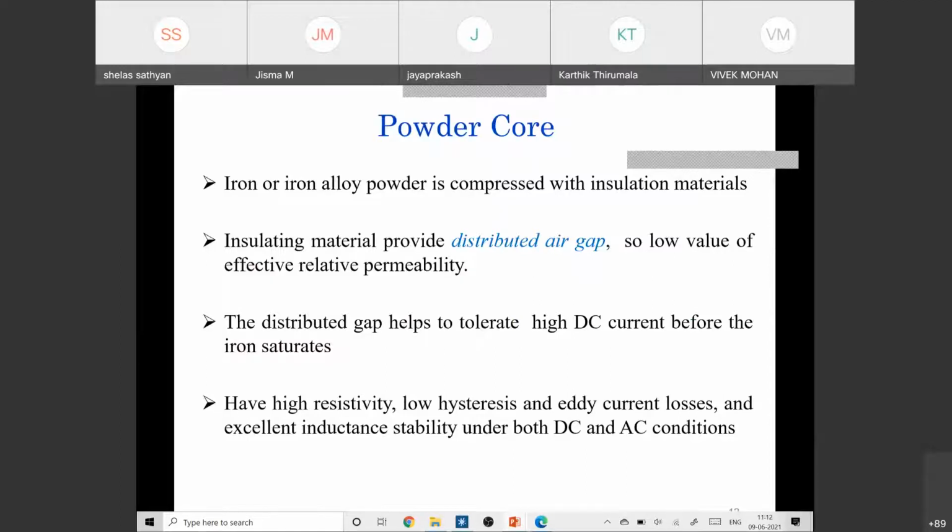They have added some insulating material while making the powder core itself, so it will provide a distributed air gap. Throughout the core, the insulating material is distributed, so it has the net effect of giving a distributed air gap. So this powdered core can be used for making inductors which can tolerate high DC bias current, but at the price of reduced relative permeability and at the price of a large number of turns to obtain the same inductance as without an air gap.